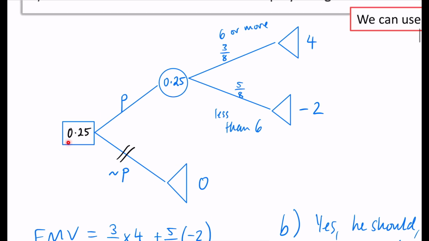Now, this is probably true if he was going to play the game hundreds and hundreds of times, every time he should pick to play the game. Because if he played it 100 times, he would expect to win £25. 0.25 times 100 is £25.